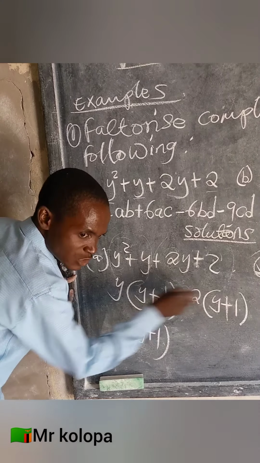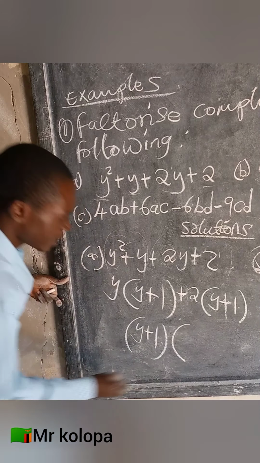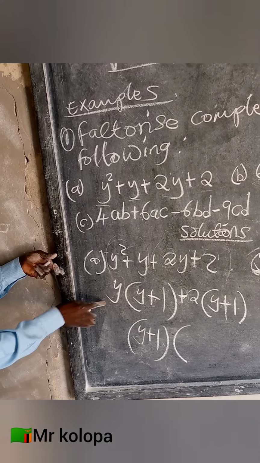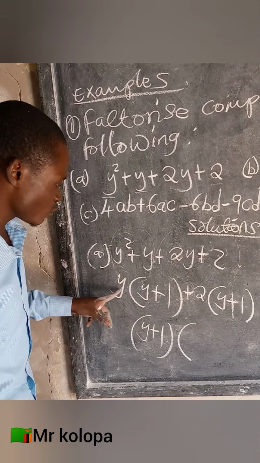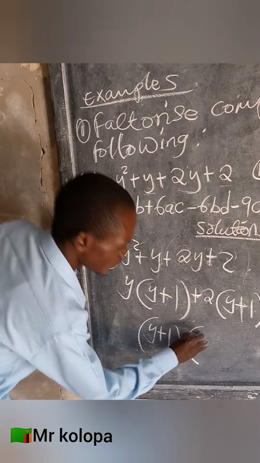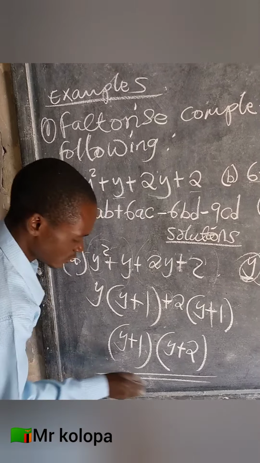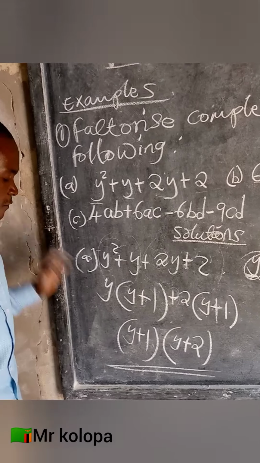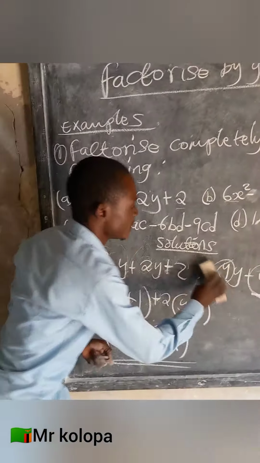So you can just write 1 bracket, y plus 1. That's a rule. You just need to write 1 bracket. Then another bracket, what you have in the bracket is y plus 2. If we had a negative there, we would have said y minus 2. So you write y plus 2. That means you are done. So this is your answer for the first question. So let's quickly look at question B.